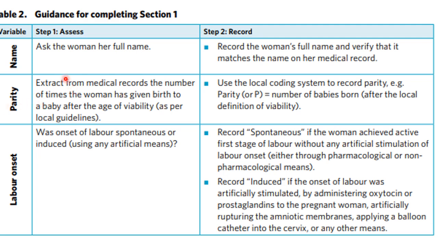Section 1 records the full name, parity, and onset of labor, which may be either spontaneous, where you write down an S for spontaneous or write down the entire word, or induced. Induced is any situation where some method has been used to stimulate the process of labor, which can be oxytocin, prostaglandins, or even a physical method like applying a balloon to the cervix, or any other drug.